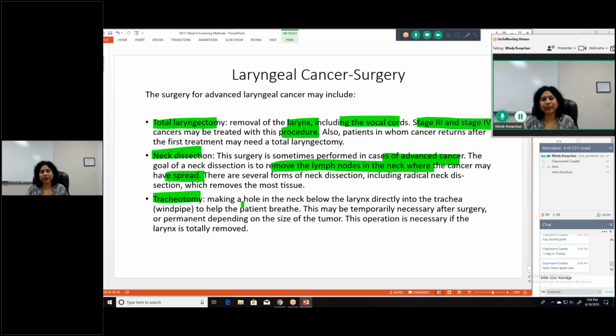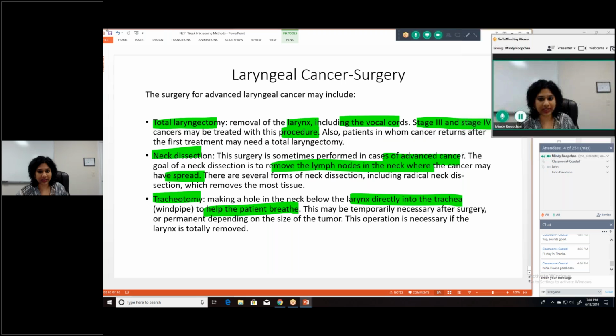Tracheotomy, which is where we put a hole in the neck below the larynx directly into the trachea, or the windpipe, to help the patient breathe. And this may be temporarily necessary after surgery or permanent, just depending on the size of the tumor. Okay, that is the last one for this.